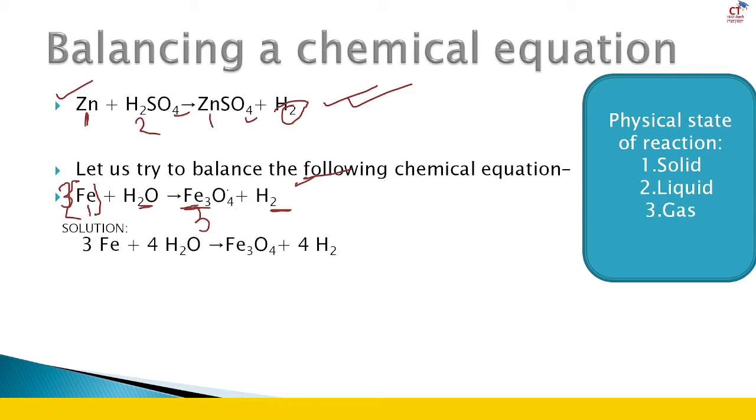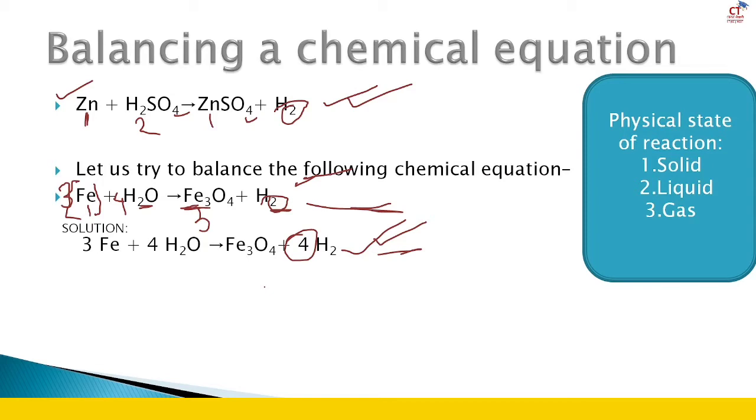Now we have to balance the oxygen. Oxygen here is 1 whereas oxygen in the product is 4. So we multiply the water with 4, and oxygen gets balanced. However, after we do this, the hydrogen gets unbalanced, because here the hydrogen becomes 8, whereas in the product the hydrogen is only 2. So we multiply the hydrogen in the product with 4. As a result, the above unbalanced equation, after balancing, becomes 3Fe plus 4H2O gives you Fe3O4 plus 4H2. This is the balanced equation.